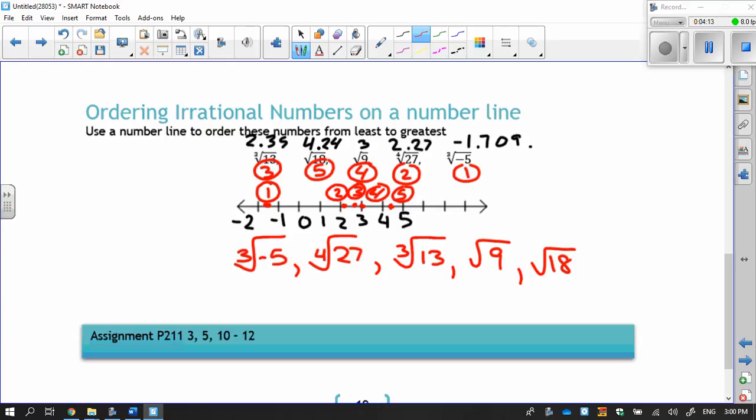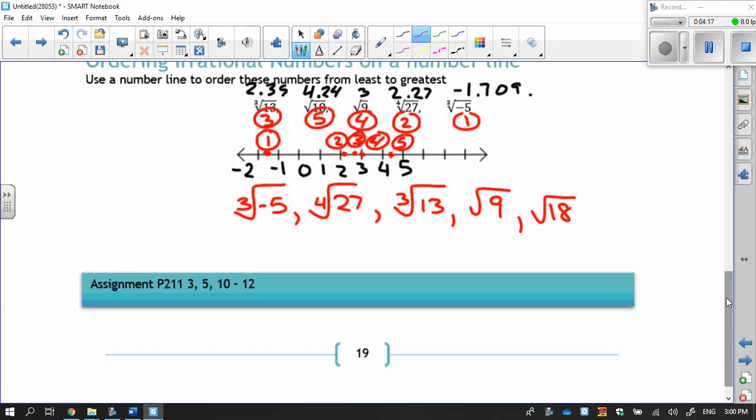So if you look ahead, our assignment's down at the bottom, and that's all we're doing. You need to be able to recognize whether a number is rational or irrational, and you need to know how to use a number line to order them. Quick and simple.